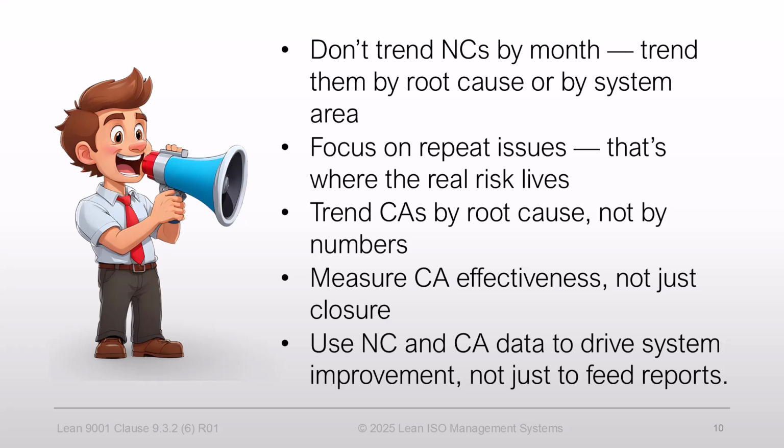Don't watch nonconformities by month. Trend them by root cause or by system area. Focus on repeat issues. That's where the real risk lives. Trend corrective actions by root cause, not by numbers. Measure action effectiveness, not just closure. Use nonconformity and action data to drive system improvement, not just to feed reports.